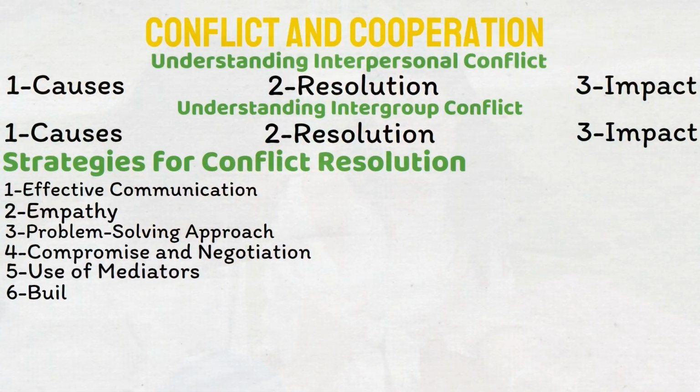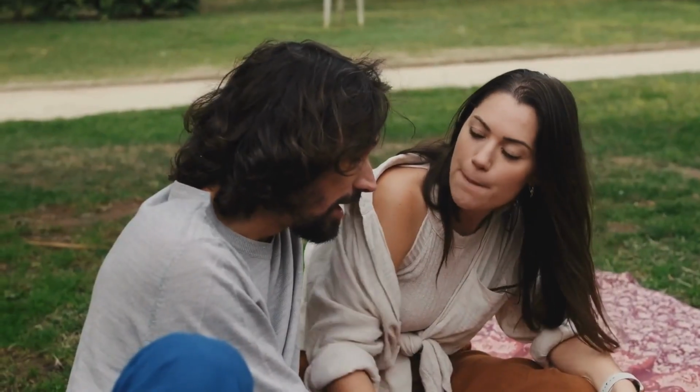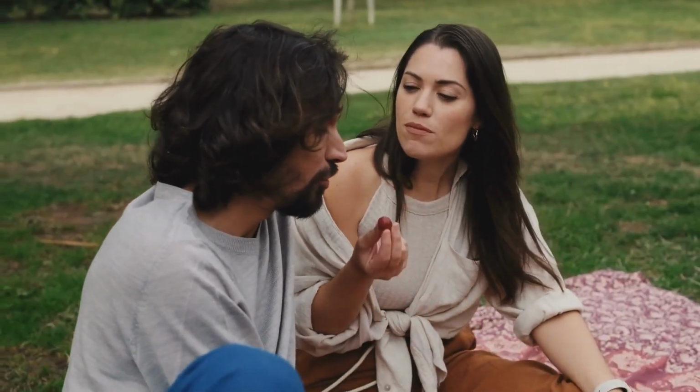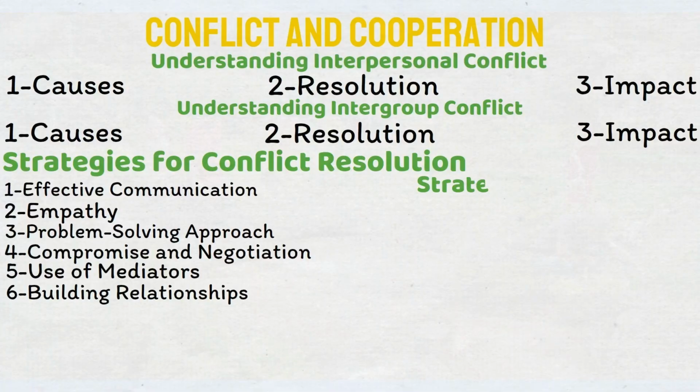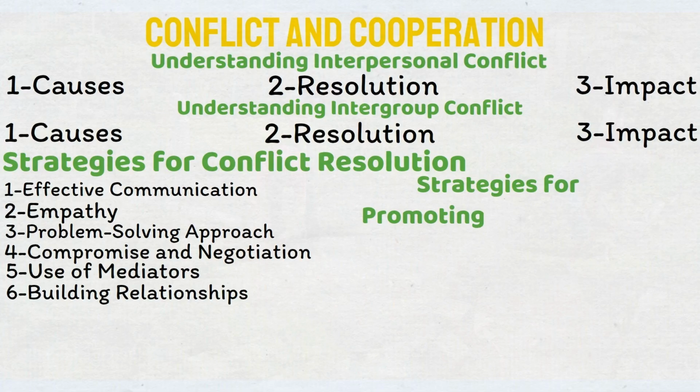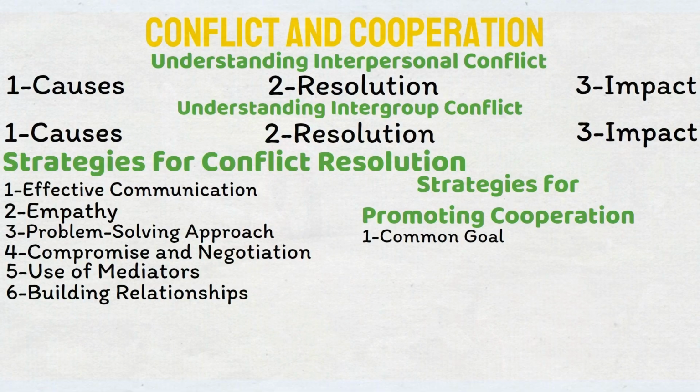Building relationships. Fostering positive relationships can be a long-term strategy for conflict resolution. Strong relationships built on trust and respect are less likely to devolve into intractable conflicts. Strategies for promoting cooperation. Common goals. Establishing shared objectives can transform competitive situations into cooperative ones. When individuals or groups work towards a common goal, their efforts are synergized, leading to better outcomes.